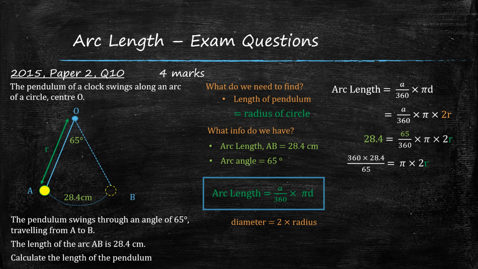Okay, now we want to change the subject or rearrange this equation to solve for r. So let's multiply by the 360 and divide by the 65. This gives us 360 times 28.4 over 65 equals pi times 2r. Getting r on its own, we get 360 times 28.4 all over 65 times pi times 2. This is a calculator question. We plug all these values into our calculator, and this gives us r equals 25 centimeters.